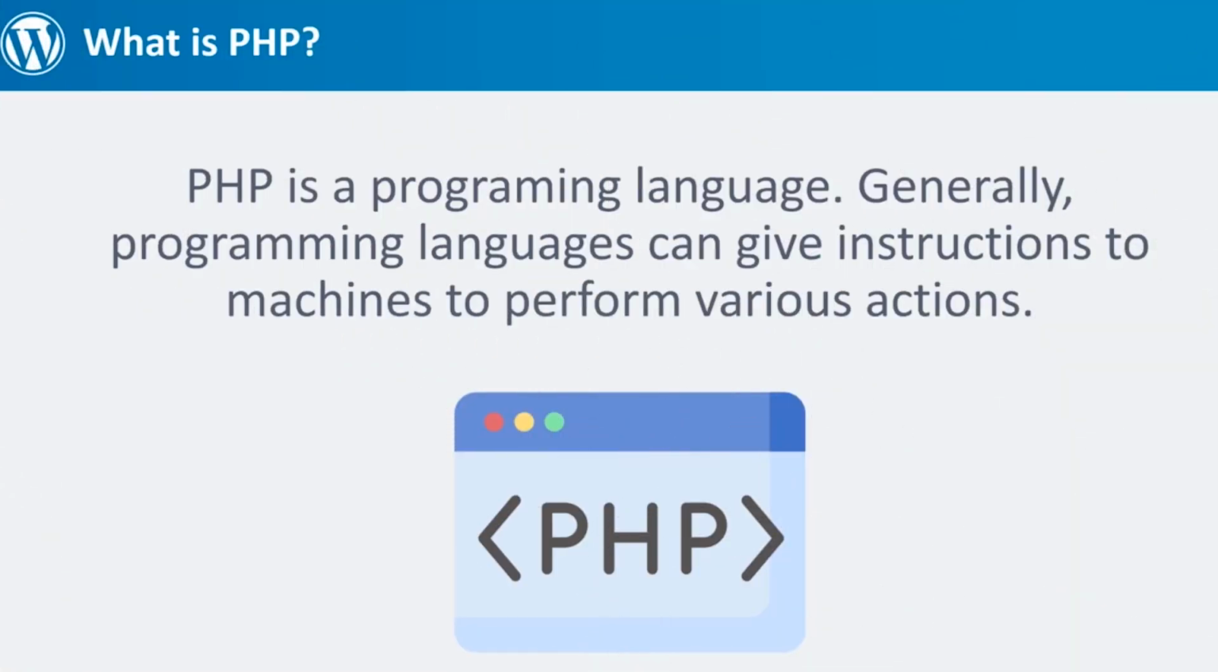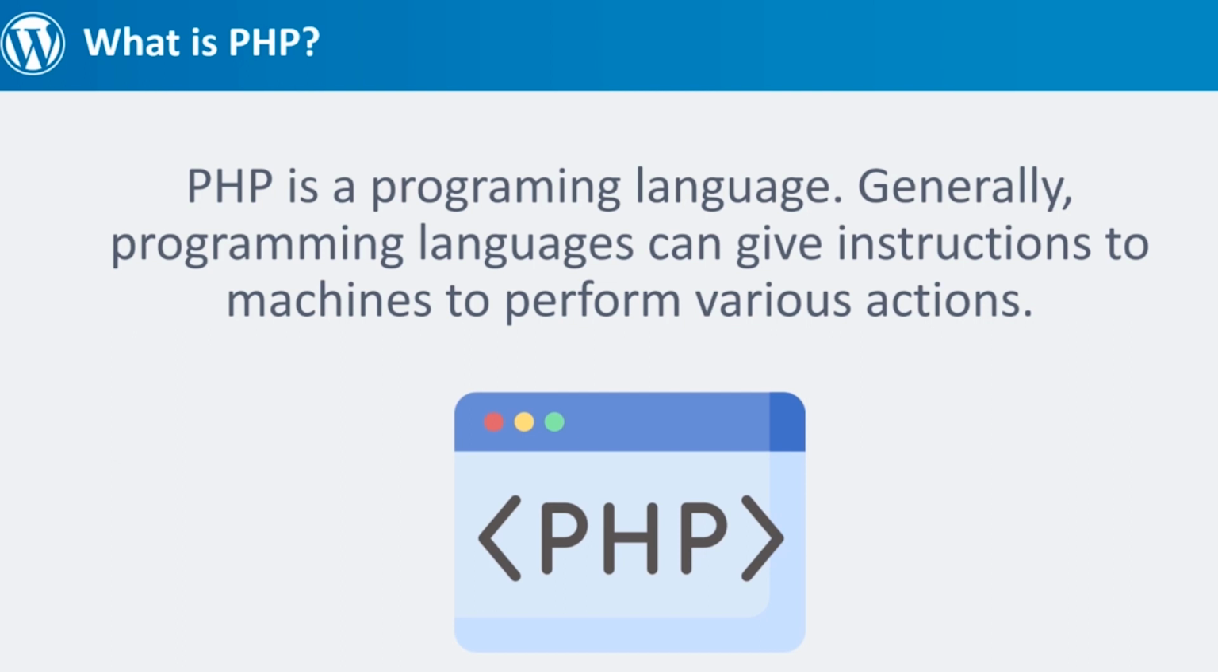The first program is called PHP. PHP is a programming language for the web. In general, programming languages are designed for giving instructions to a machine to perform actions. For example, we can tell a machine to send an email, create a user, or generate a page. There are dozens of programming languages available, so why PHP?